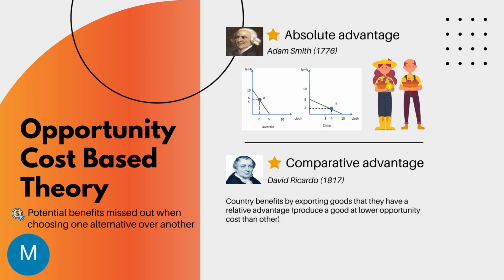Two types of advantage are gained by countries from international trade. Absolute advantage is when a country produces a good or service more efficiently than another country. From the example in this PPF, the production possibility frontier, it is observed that Australia has an absolute advantage to produce lamb, while China has the absolute advantage to produce cloth. But this is not always the case. Sometimes a certain country might have an absolute advantage to produce both the products.